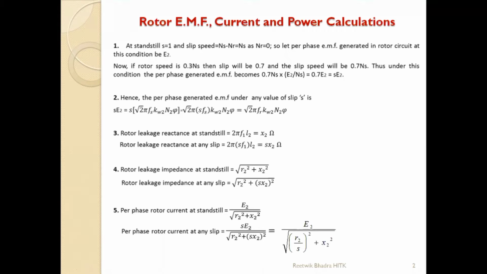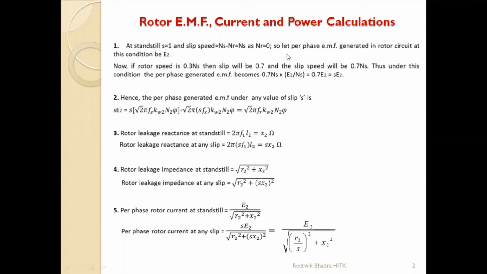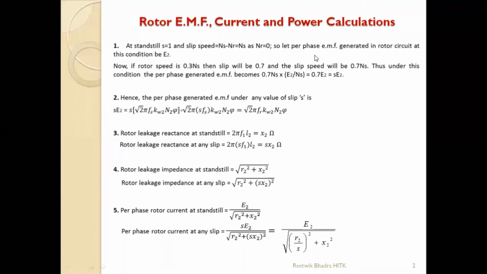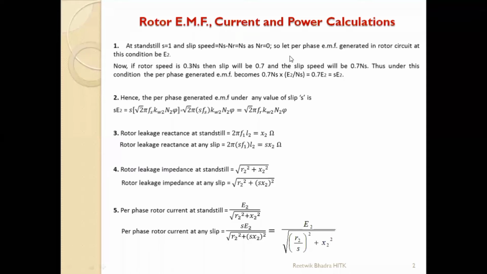Sorry, VL equal to root 3 VPH for star and VL equal to VPH for delta. That is something you have to remember. Please go through your star delta phase to line current conversions, and remember those things. But we have taken per phase, so I can multiply it by 3 if there are 3 phases.